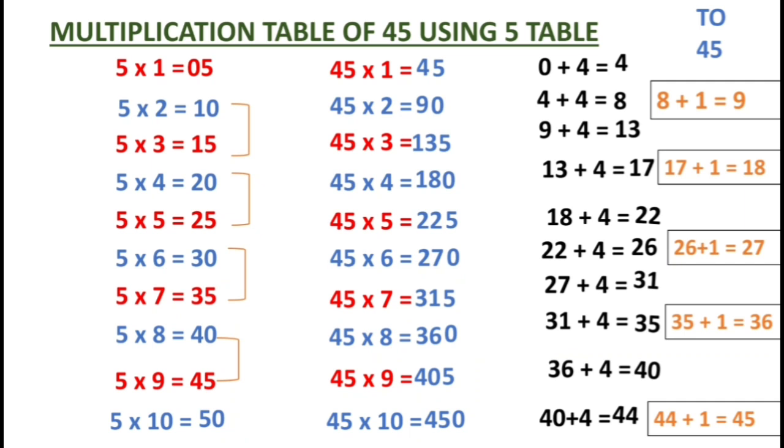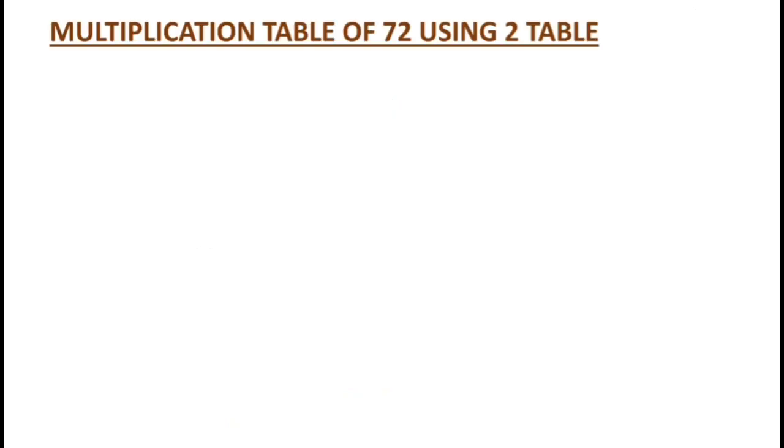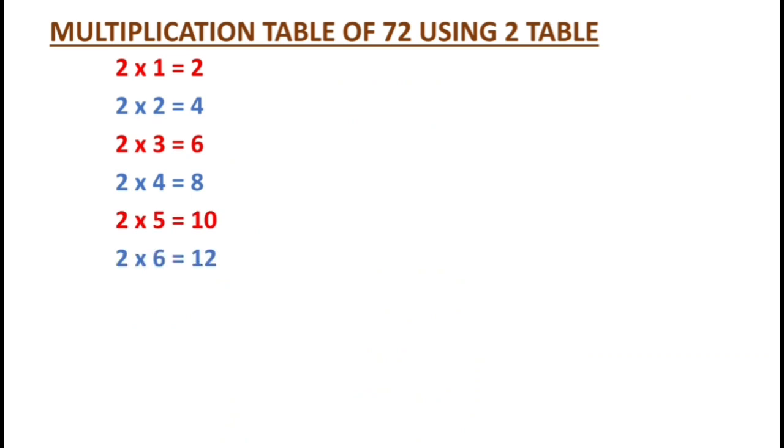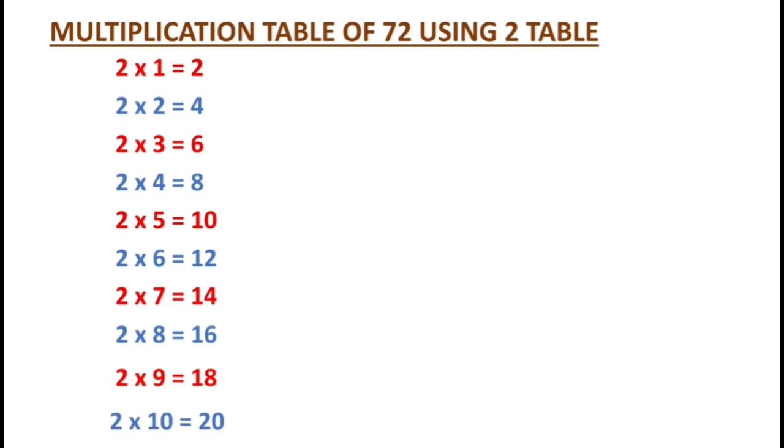Let us solve the next table. Let's see what is the table we are going to solve. Multiplication table of 72 using the 2 table. So let us write the 2 table. 2 1s are 2, 2 2s are 4, 2 3s are 6, 2 4s are 8, 2 5s are 10, 2 6s are 12, 2 7s are 14, 2 8s are 16, 2 9s are 18, 2 10s are 20. Now we will write 72.